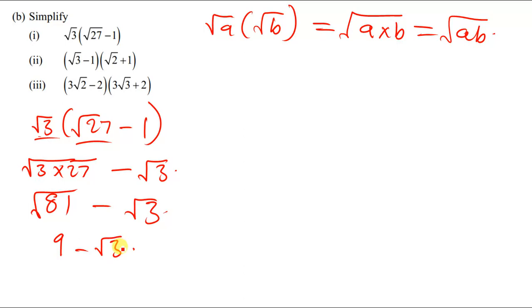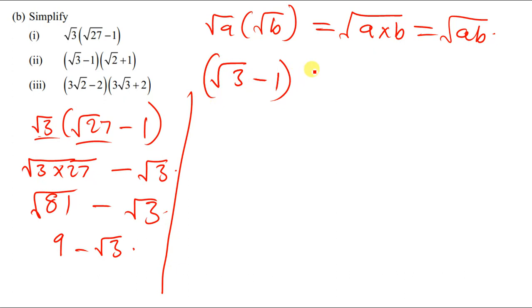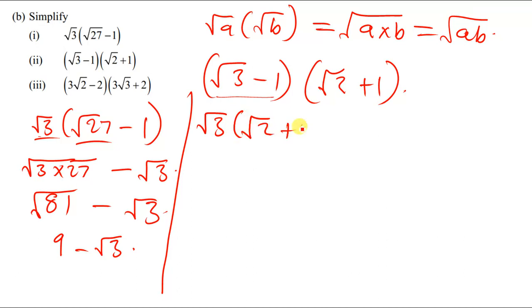Okay, let's quickly move on to the next question. So the next question is the root of 3 minus 1, then the root of 2 plus 1. For these two expressions, what we need to do is to multiply what you have in these brackets with what you have in the next bracket. So you can have the first part, which is the root of 3 open brackets the root of 2 plus 1, then we have negative 1 open brackets the root of 2 plus 1.